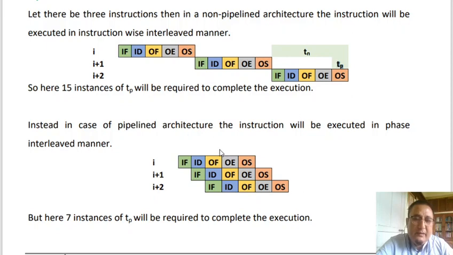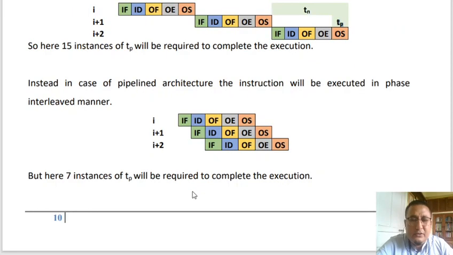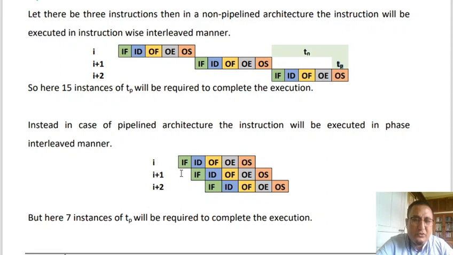Again, I, I plus 1 and I plus 2 are executed in the pipeline architecture. Whenever one instruction is being executed, the other one is being fetched and prepared for execution. So here the execution is phase interleaved. The total amount of time required will be 7 instances of Tp for completing the execution. So 7 is considerably less than 15. Here you see the instruction throughput in case of pipeline architecture is considerably high compared to that of non-pipelined architecture.